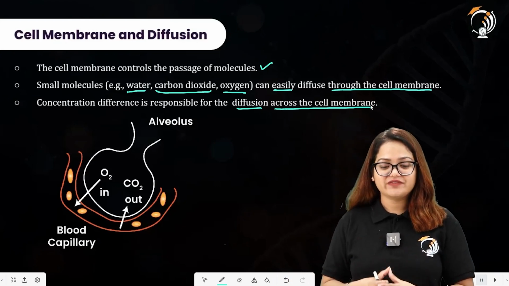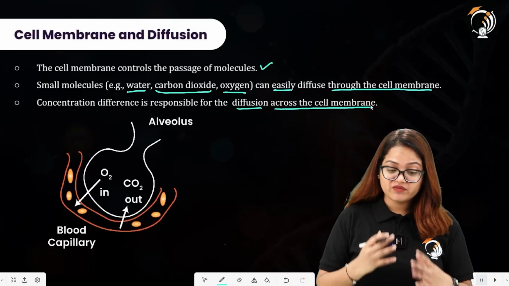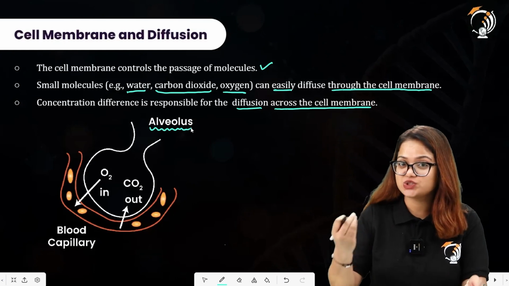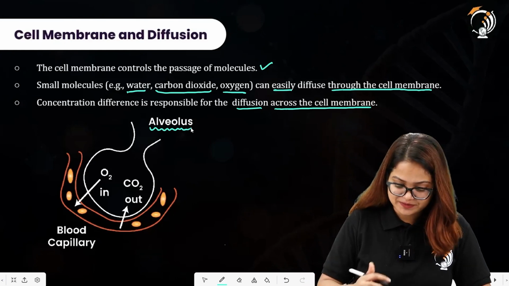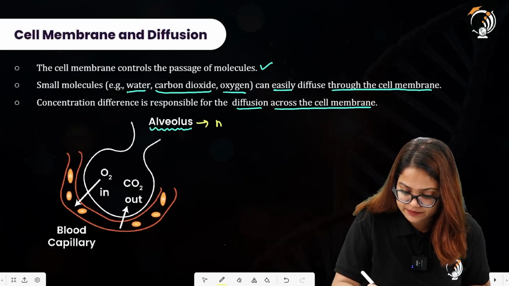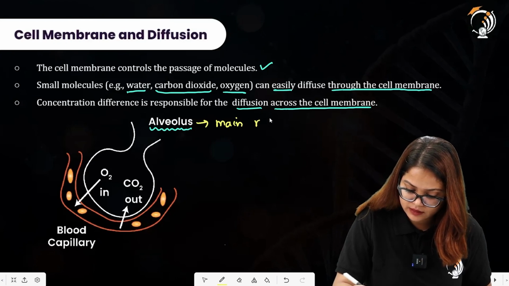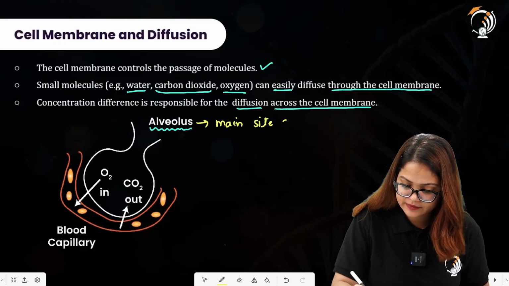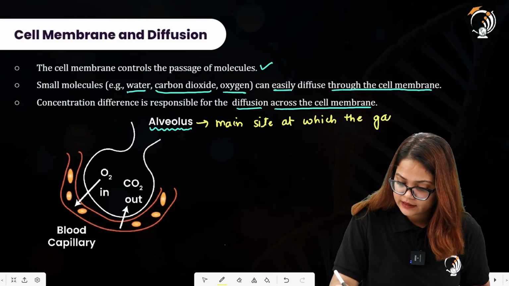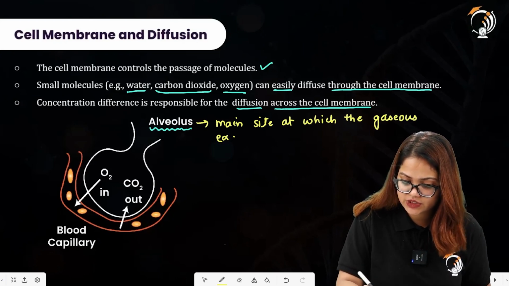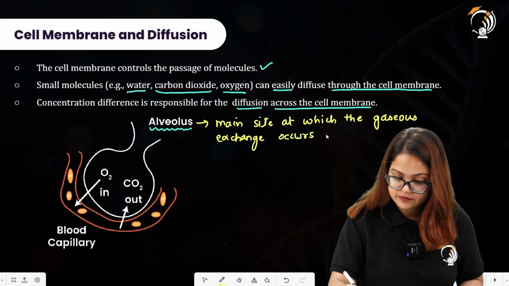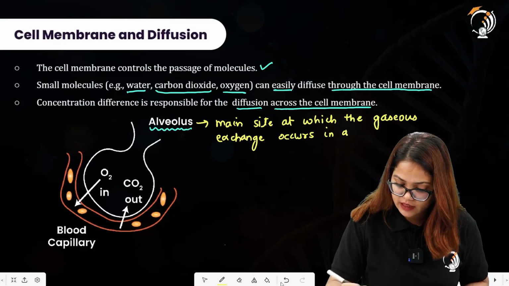To understand it more clearly, we have this diagrammatic representation in which we are resembling an alveolus. It is the main site at which the gaseous exchange occurs in our lungs. So let me write it here. Main site at which the gaseous exchange occurs in our lungs.